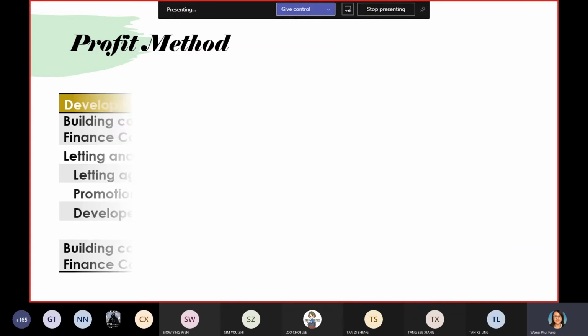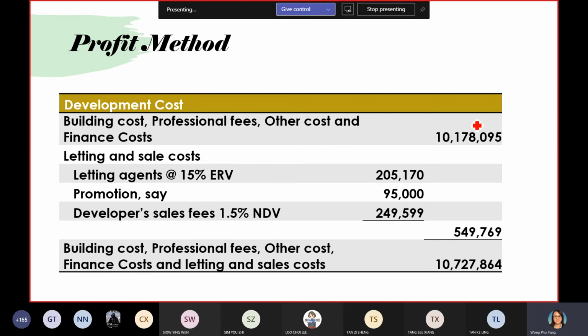Okay, then after you add on the interest, after you add on the funding, the last but not least is the letting and sales fee. Okay, listen carefully to this part.